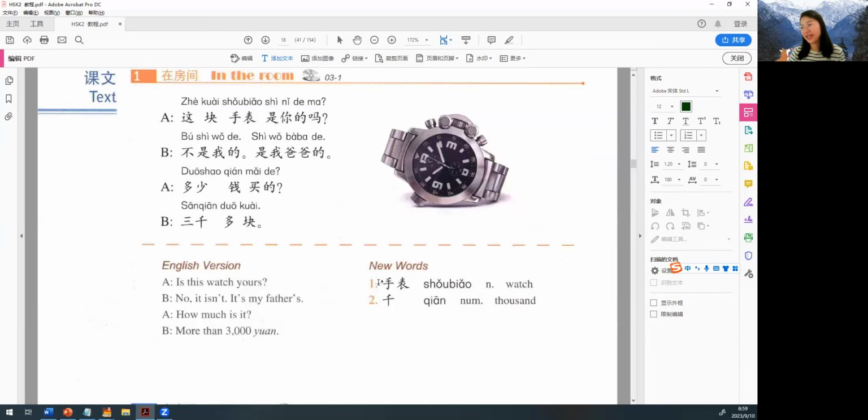All right, so over here, let's look back at our text. 手表, it's the watch. And the second will be 千, qian. It means thousand. All right, so if we know 千, let me type this word. The keyboard today is not working very well. Sorry about that. 千, this one, it means thousand, right?